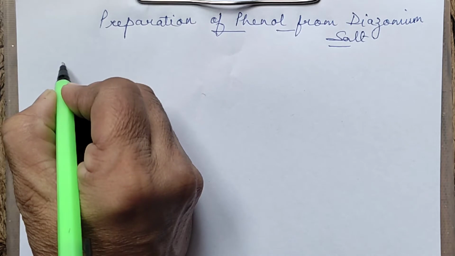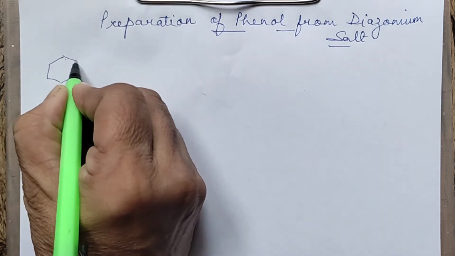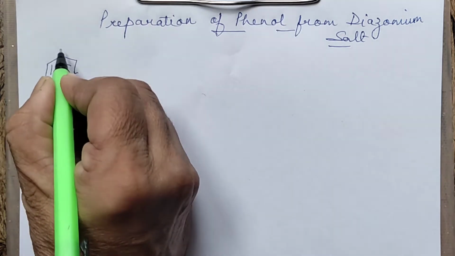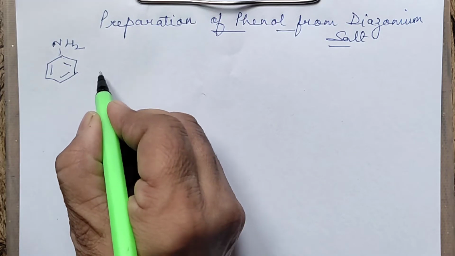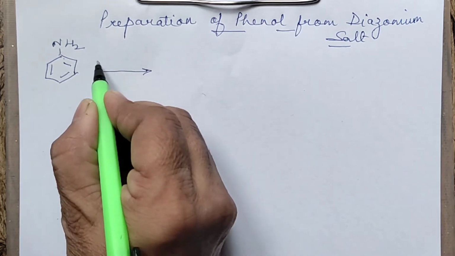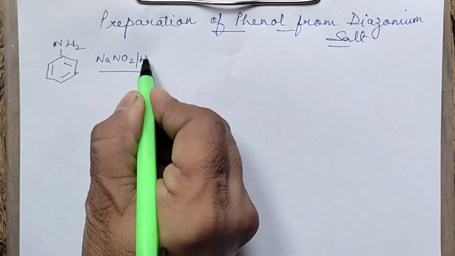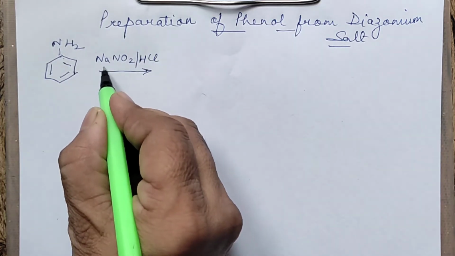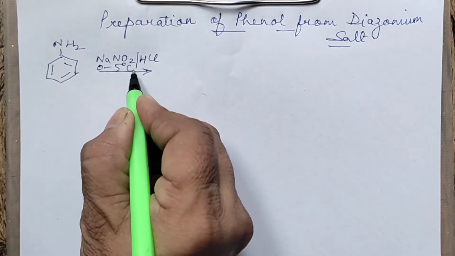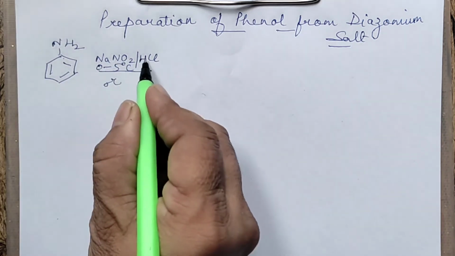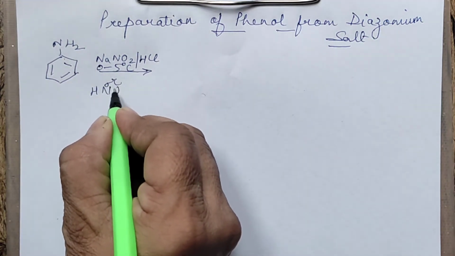See, if we write the equation for it, this is aniline, C6H5NH2. Aniline, you will have to treat with NaNO2 HCl. Temperature has to be very low, it is 0 to 5 degrees Celsius. Or instead of this NaNO2 HCl, you can also write HNO2.